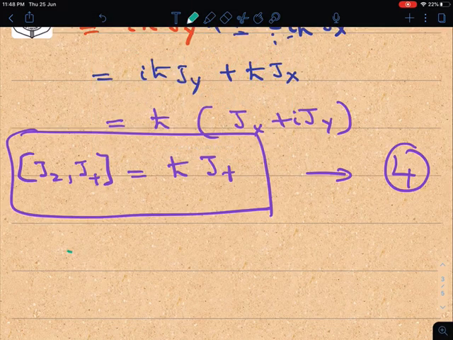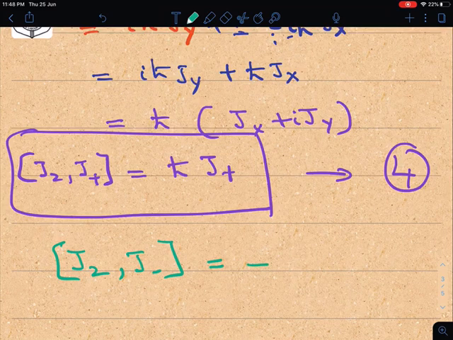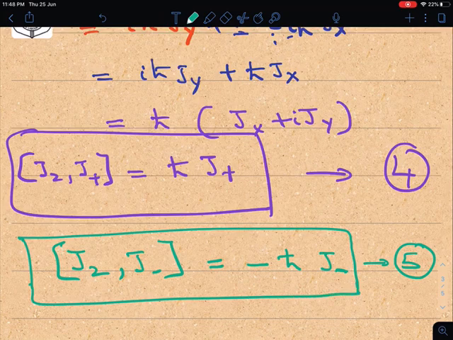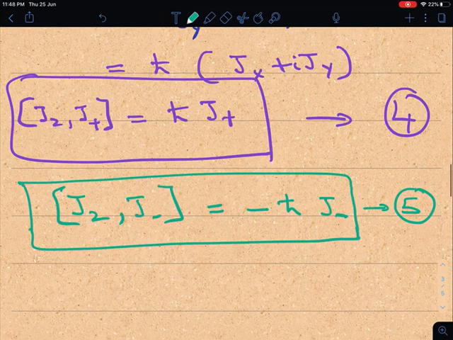Similarly, you can also prove that the commutator [Jz, J minus] is equal to minus ħ J minus. So prove it for yourself. If any doubt, please put it in the comment box.